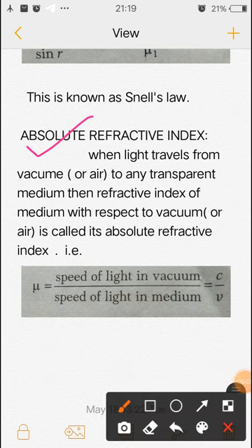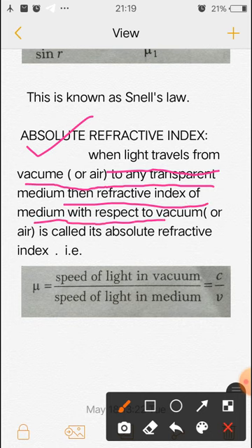When light travels from vacuum or air to any transparent medium, then the refractive index of the medium with respect to a vacuum is called the absolute refractive index.